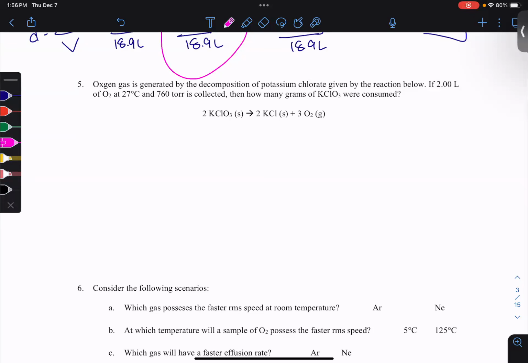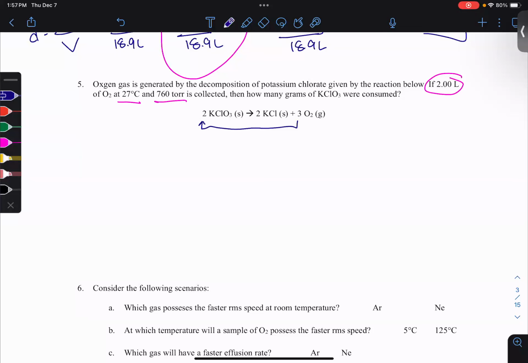So in this question, oxygen gas can be generated by the decomposition of potassium chlorate given by this reaction. If we have 2 liters of oxygen at this temperature and pressure, how many grams of reactant did we need to react? So the idea is we're just kind of working with stoichiometry, but just getting to moles a little bit differently.